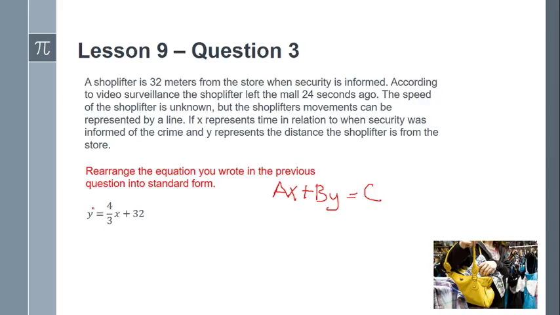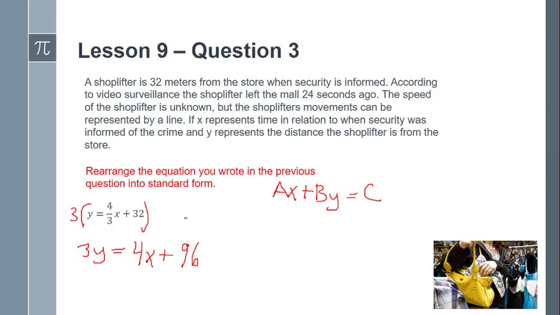So that's my first step. I'm going to multiply the entire slope-intercept equation by the denominator of our fraction here. So now we get that 3y is equal to 3 times 4 divided by 3, or the 3's would cancel out. So you're just left with the 4x. And then finally, 3 times 32, in my case here, is 96.